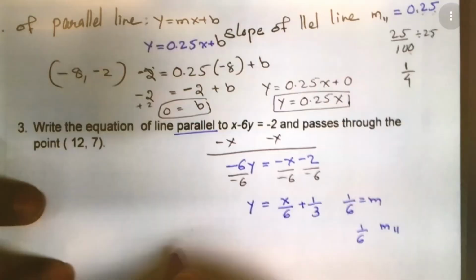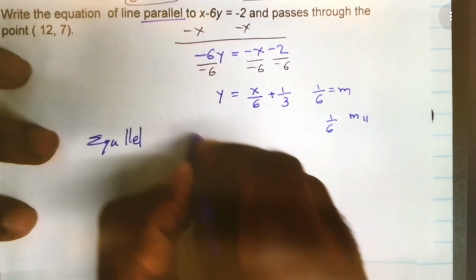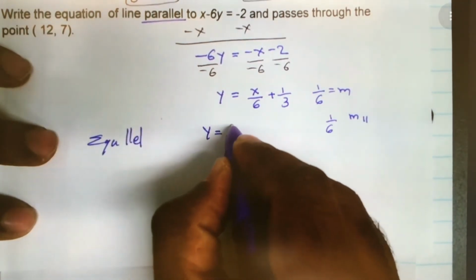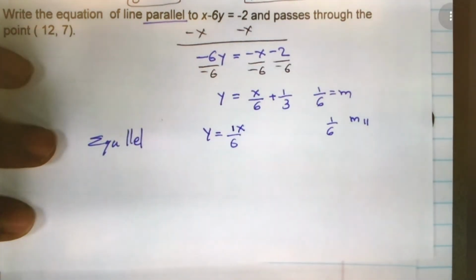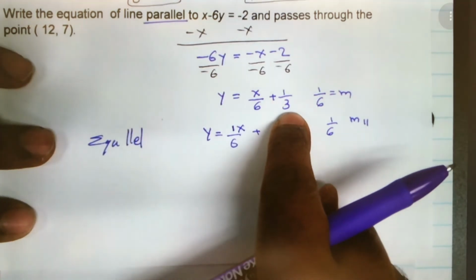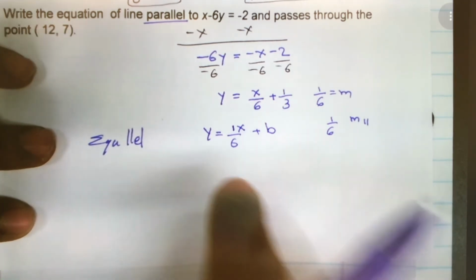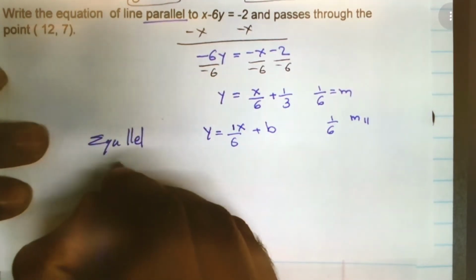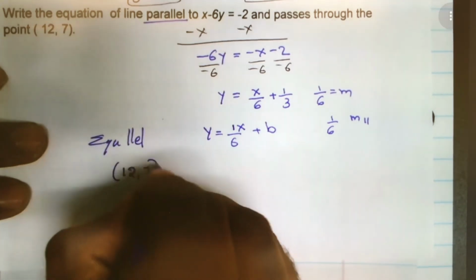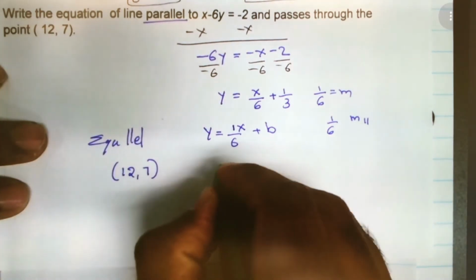So my equation of my parallel line is y is equal to mx, so that is 1 over 6 x, plus b. I don't know what b is yet, so plus b. This is the starting point of the equation of my parallel line. I need to find out the b of that, the y-intercept of that line. So I have to replace my x and y with the point (12, 7) and solve for b. My x is 12 here and y is 7.